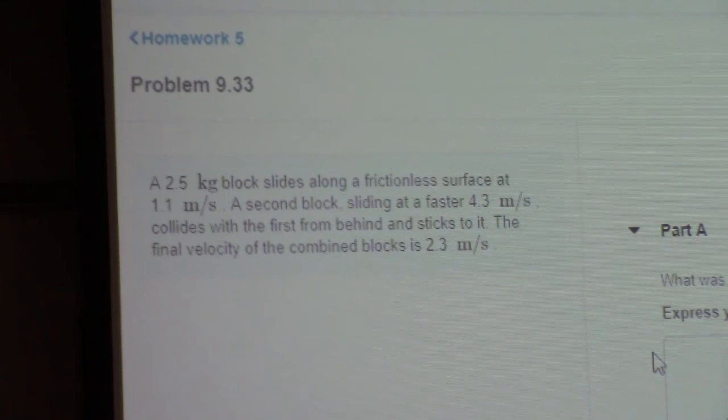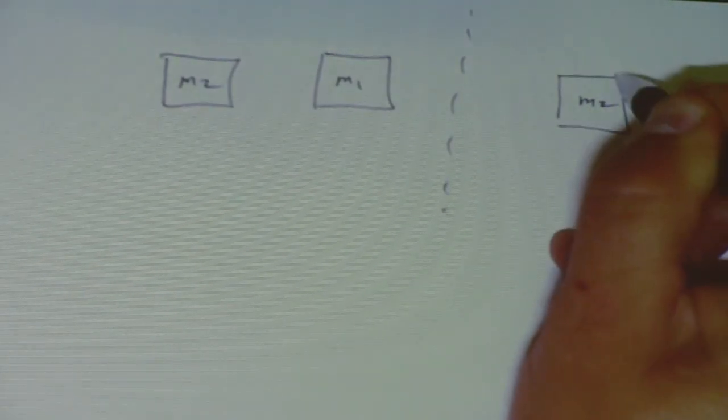Okay, so again, it's a collision. Immediately you know the concept to use. The initial momentum is equal to the final momentum. So a picture will be helpful for this one. I think it helps to draw a picture too. We've got a 2.5 sliding on a frictionless surface at 1.1, and then a second faster one comes up behind it. So I'm going to call this one M1, and then here's M2. So M2 is going faster than M1, so then after the collision, they're stuck together.